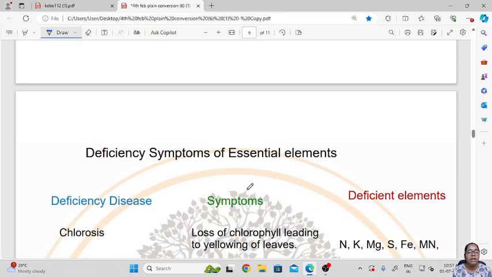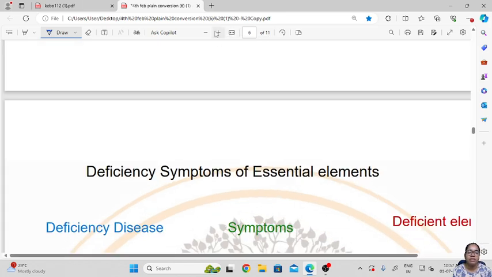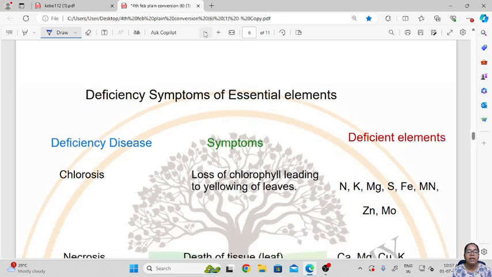Now let us see what will happen if these elements are deficient in the plants. That is, if these elements are less in the plant. We have seen what are the importance of these elements in the plant growth and development. So we will see now, if these elements are less or they are not there in plant, what will happen to the plant. So there are deficiency symptoms of the essential element. That is, if these elements are absent in the plants, it will cause some deficiency in the plants and which will show the symptoms. So we will see what are the deficiency diseases with the symptoms and which deficiency of the element will cause this disease.